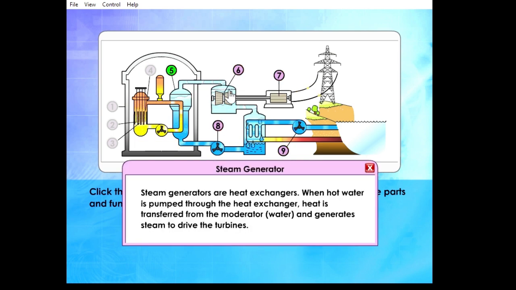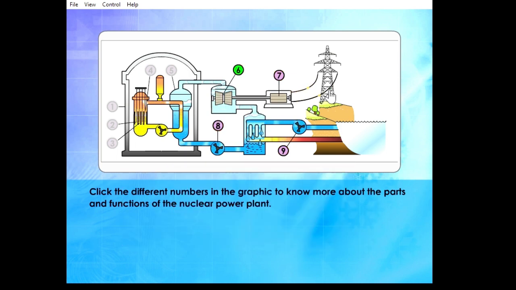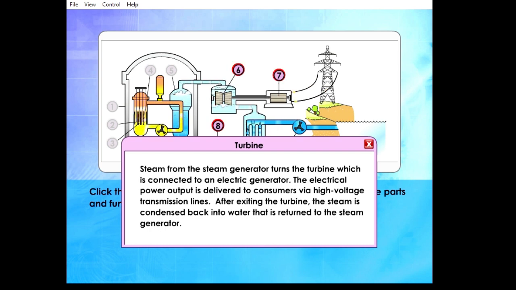Steam generators are heat exchangers. When hot water is pumped through the heat exchanger, heat is transferred from the moderator water and generates steam to drive the turbines. Steam from the steam generator turns the turbine, which is connected to an electric generator. The electrical power output is delivered to consumers via high-voltage transmission lines. After exiting the turbine, the steam is condensed back into water that is returned to the steam generator.